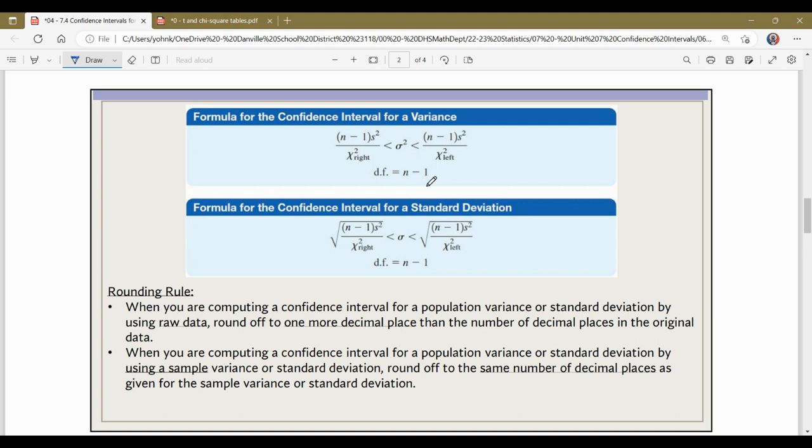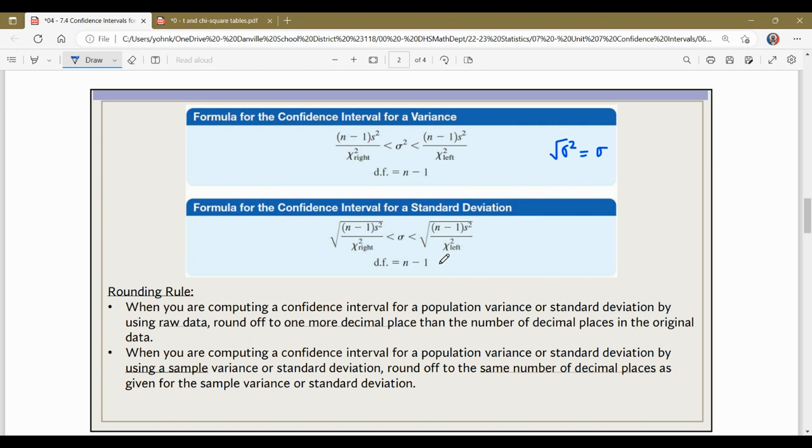That's a mind bender. Notice your degree of freedom is n-1. At some point this year, kids, the degree of freedom will be different than n-1. So that is why we keep saying it over and over again. Then remember that if you square root the variance, you're going to get standard deviation. So that's why if I take my answers for variance and square root them, I get standard deviation.